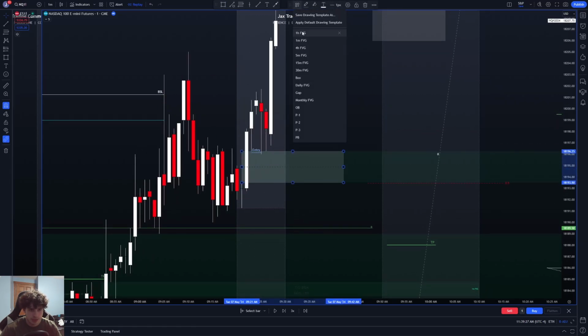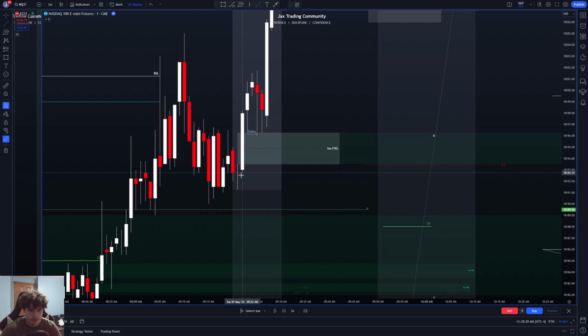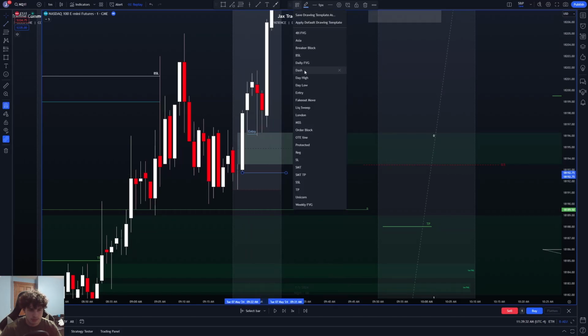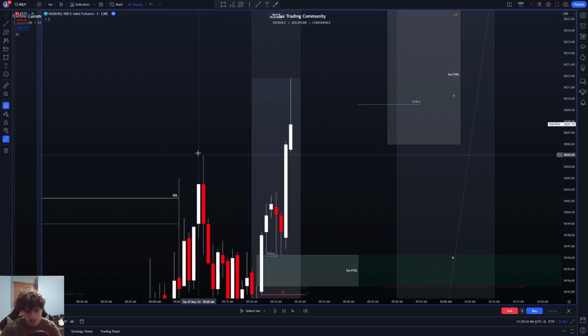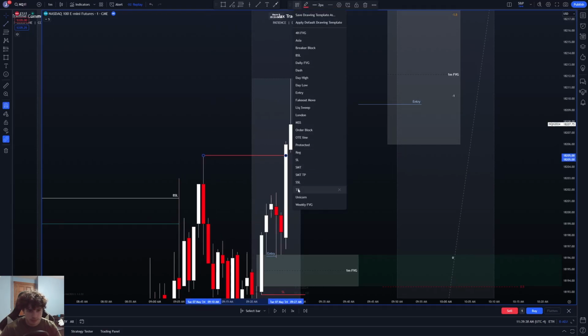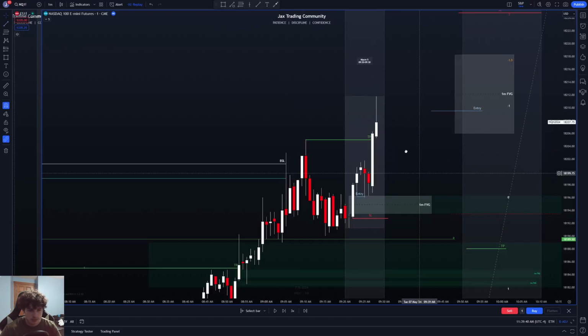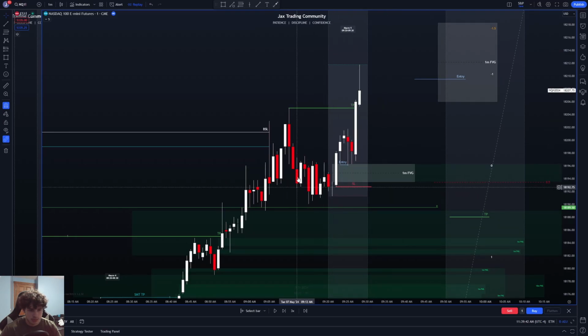Here's your 1 minute fair value gap. And then here would be your stop loss. And then here would be your TP. This would be your first TP. And then see if there's any sort of manipulation. I really don't see any manipulation.